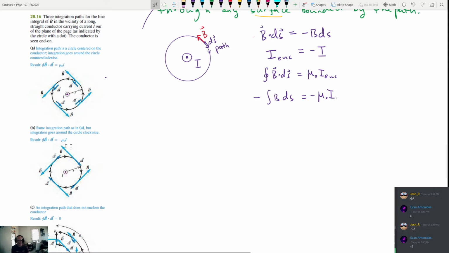Same direction, right? Part B, the same integration path as A, but the integration goes around in a circle clockwise. So here, similar to what I was drawing here, you see B goes this way, dl goes this way, and now the integral of B dot dl is going to be negative mu naught I. Did I confuse you here? Maybe what I should do is do what they do and just be consistent here and just say this is negative mu naught I. And then you get what you get over here.